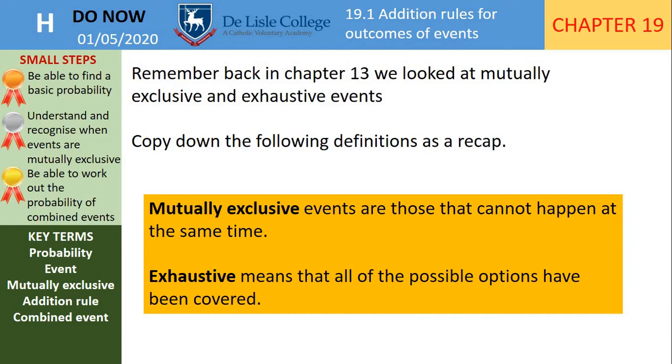So if you were rolling a fair dice numbered 1 to 6, but you were only looking at the events of rolling a 1, 2, 3 or 4, this wouldn't be exhaustive because it doesn't look at rolling a 5 or a 6. So exhaustive means it has to cover all of the events. Make sure you have paused the video and copied down the sentences.